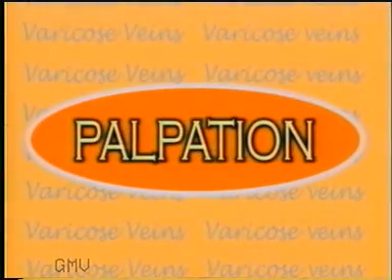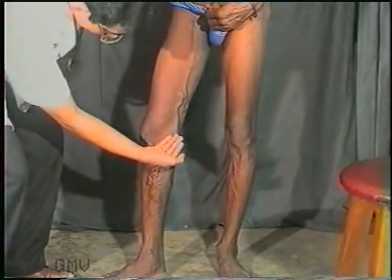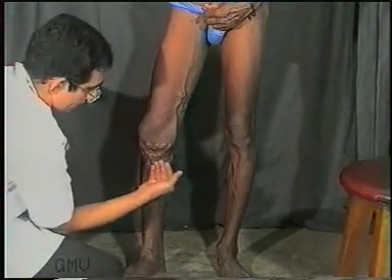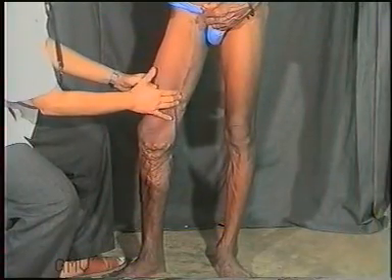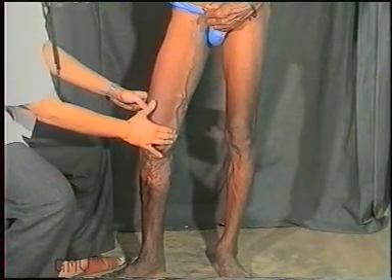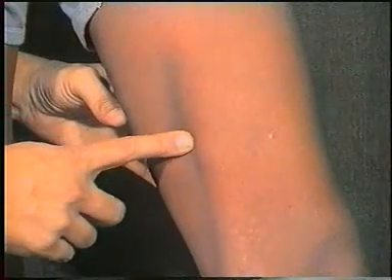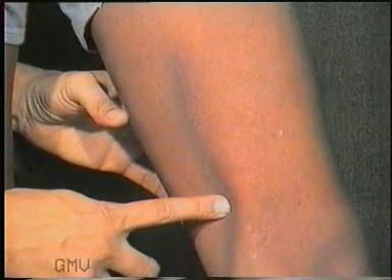Now let us proceed to palpation. With the patient in standing position, palpate the length of the vein for warmth and tenderness. Superficial thrombophlebitis in acute stage will be warm and tender. In this patient, note the cord-like thickening and redness along the vein, suggesting superficial thrombophlebitis in this varicose vein. Now mark the course of the vein with a skin pencil.